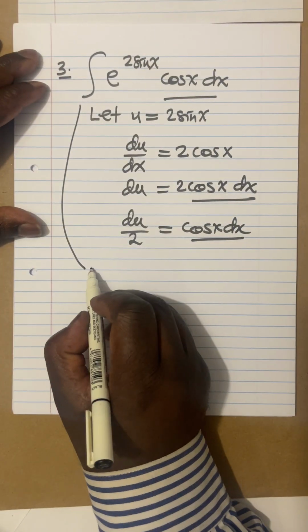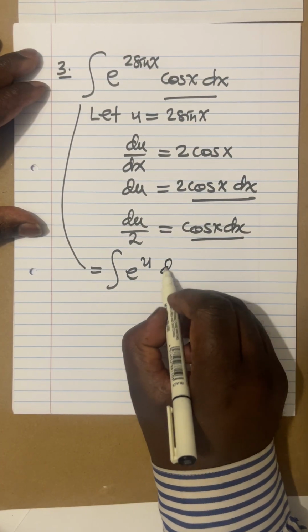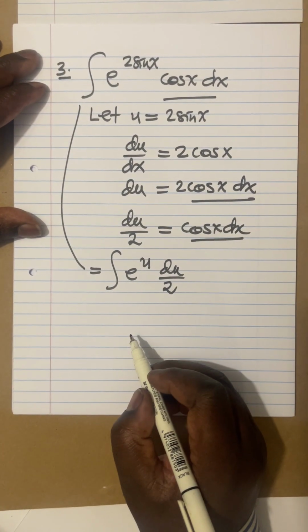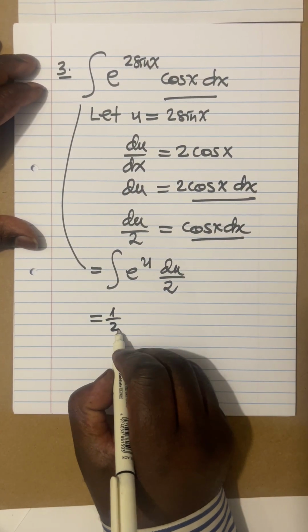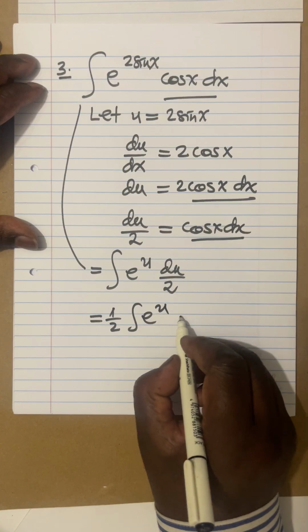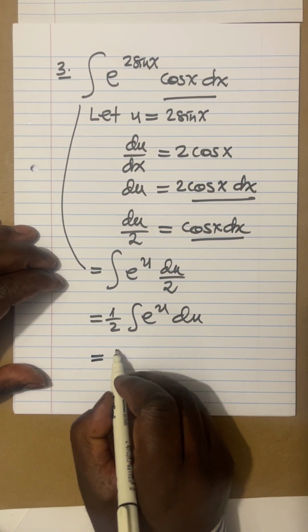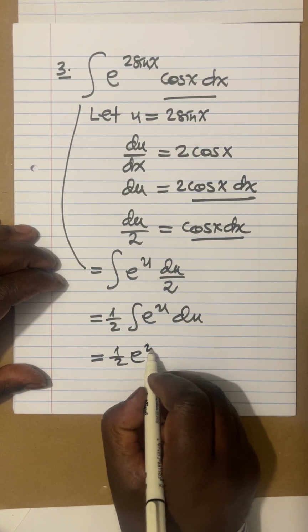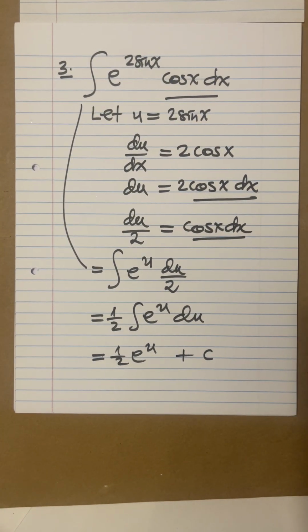So this integral then changes to the integral of e to the u, and what we have, du over 2. And half is a constant, it must come out. So half the integral of e power u du. And the integral of e power u is just e power u, so this is half e power u, and obviously we have to say plus c because we're dealing with indefinite integrals.